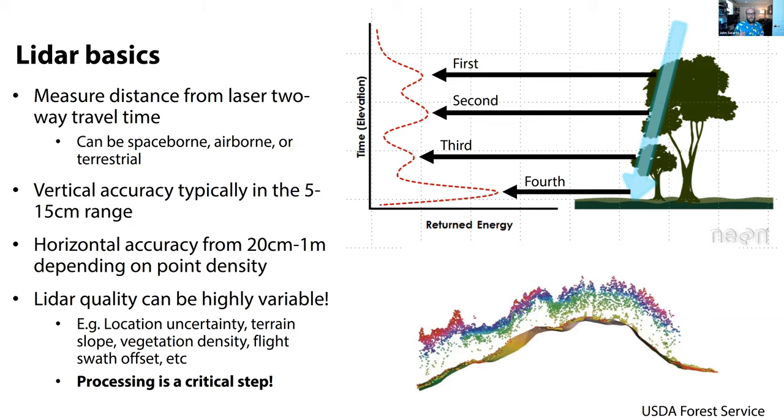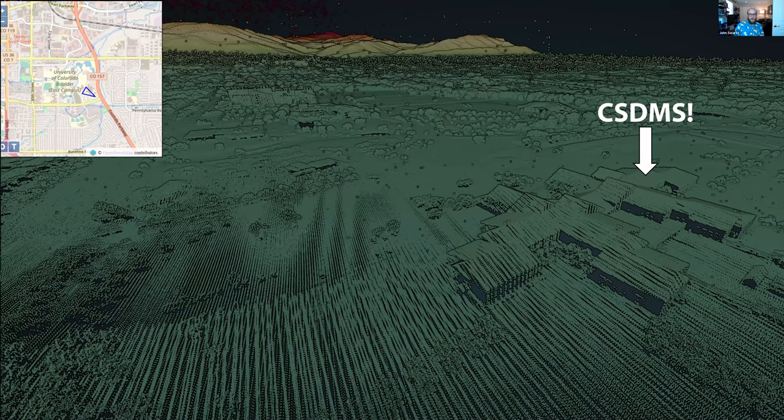So LIDAR does not give you a DEM from the platform. It doesn't give you a DEM out of the box. You have to process it. And what it does give you are point clouds. Now, point clouds are an interesting subject in their own right, but it's useful to look at what a point cloud is and understand what its structure is and how we might use it.